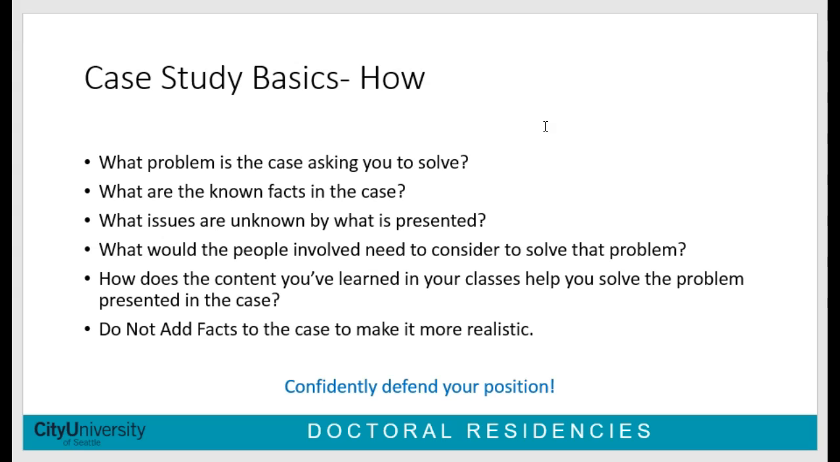So remember, it's important. Figure out the problem, figure out what facts are known, do not add your own facts. What is unknown though, and needs to be found out, and then who's involved and what do they need to do? How can you give them advice to help them solve their problems? And always use research.